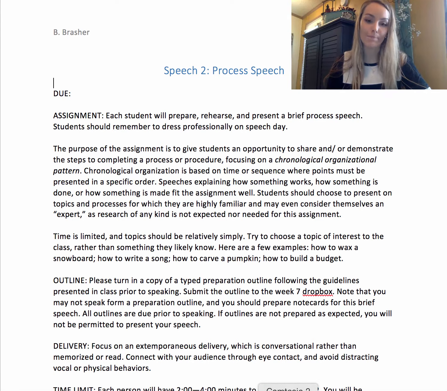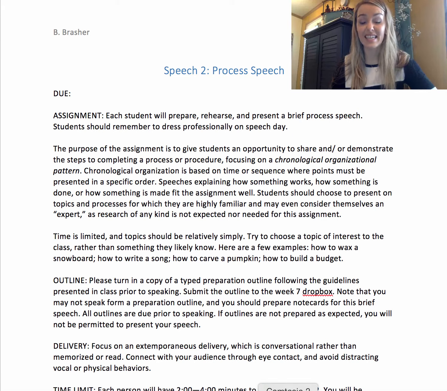And again, remember we're trying to find that good speaking space where we can preferably stand up and have some good lighting and find a place to set our technology and stuff like that. So be thinking through where you might be able to set yourself up to present. The purpose of the assignment is to give students an opportunity to share and or demonstrate the steps to completing a process or procedure, focusing on a chronological organizational pattern.